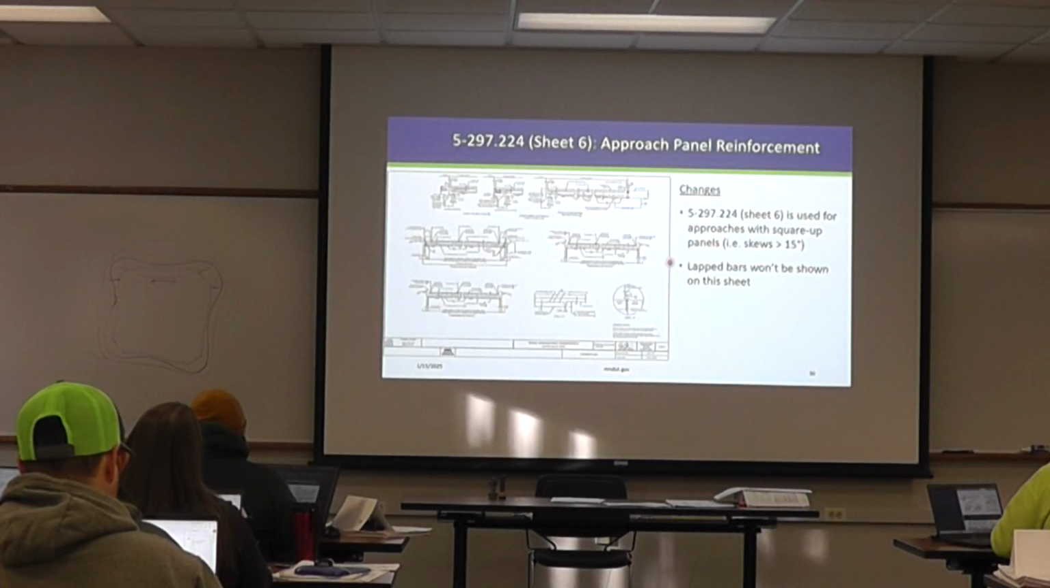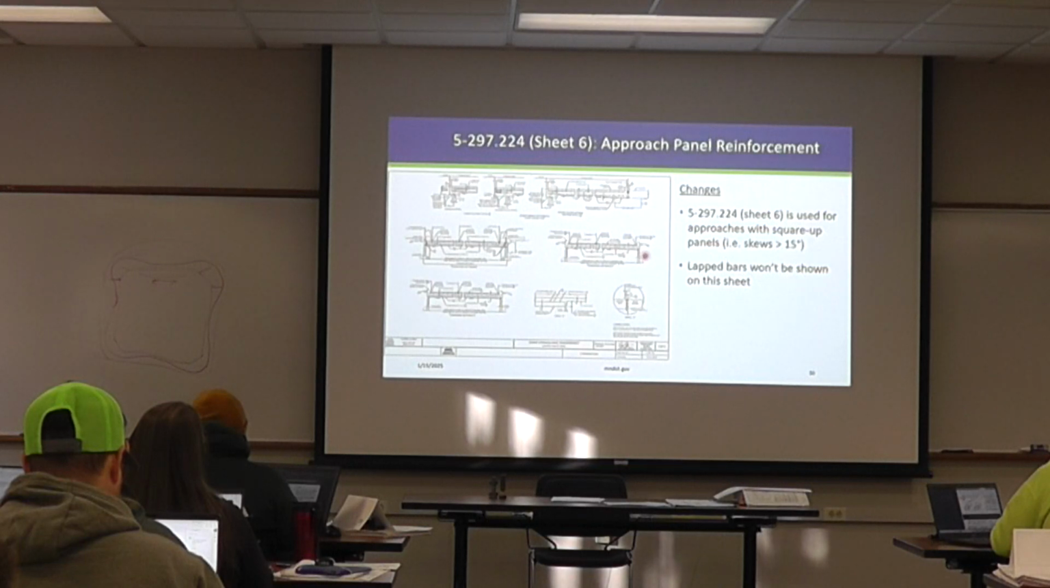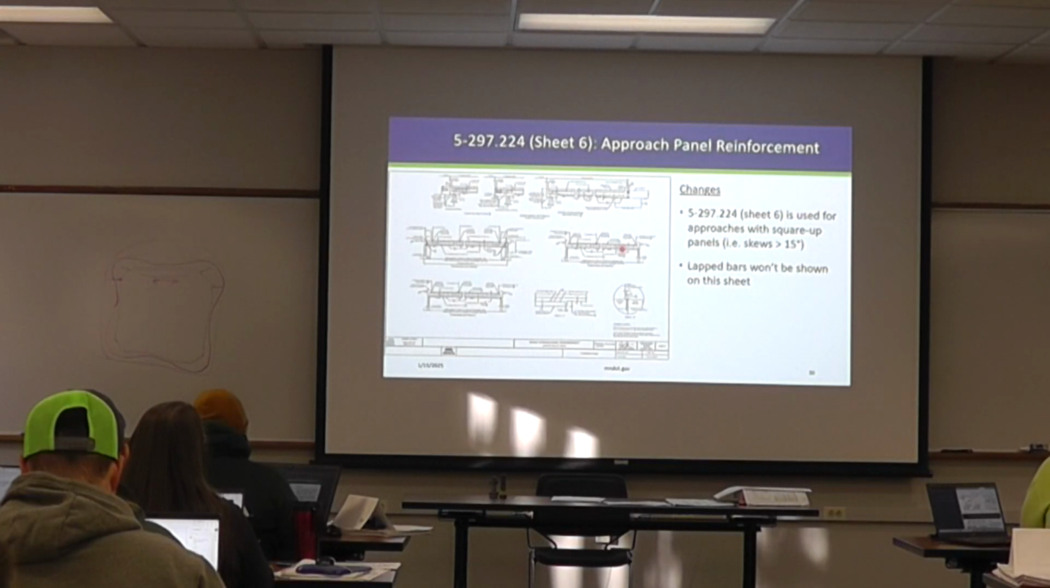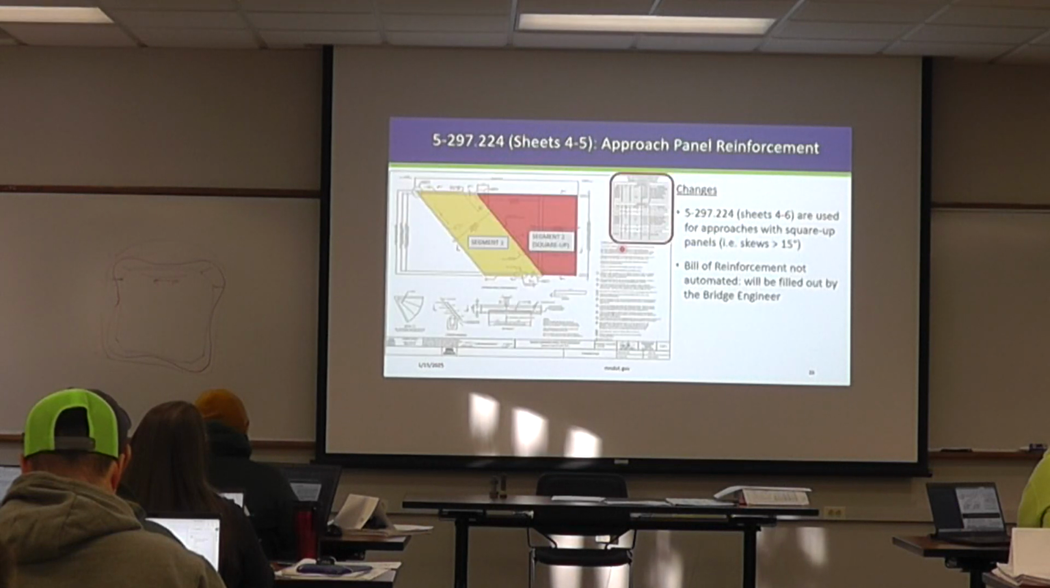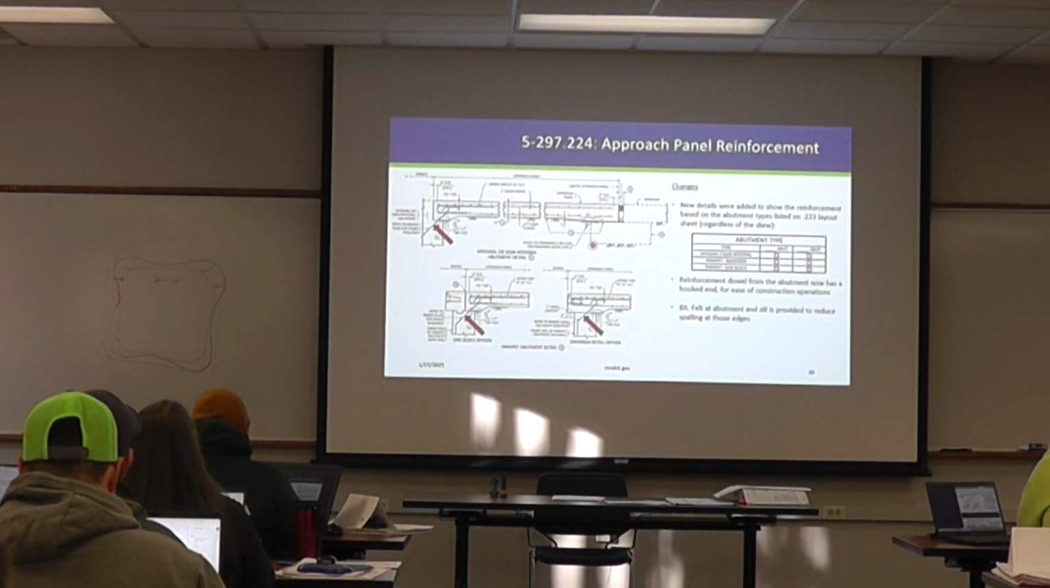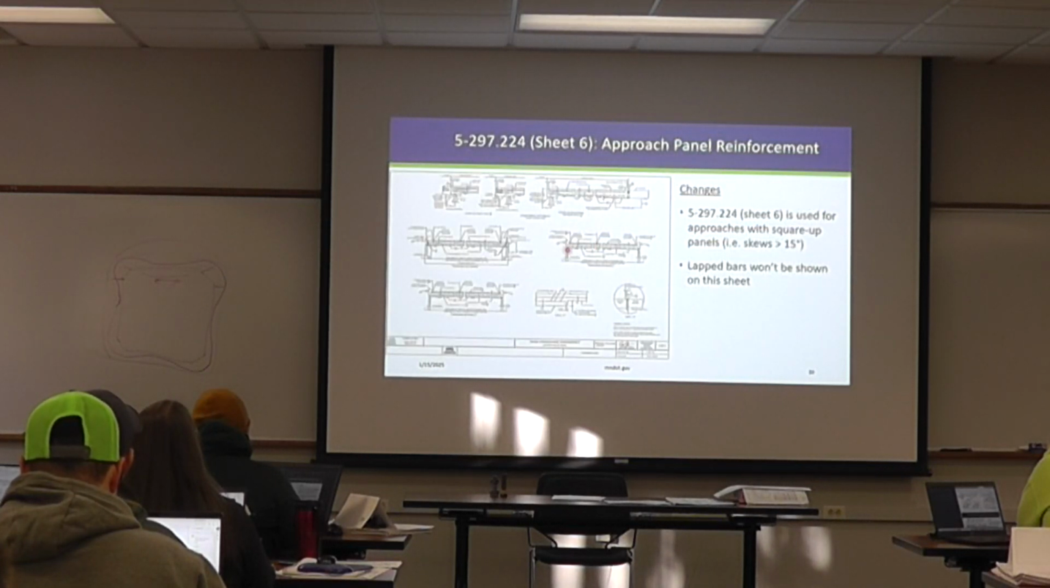I will note that we don't show lap bars on here. We kind of allude to that as well. So if there is some unique reinforcement required in this transverse view, we're not going to show the laps because we typically don't want them to certify this sheet. They would be certifying instead this sheet. So that's where any laps might be shown. But if it's not required, it would not be shown on this transverse section sheet.